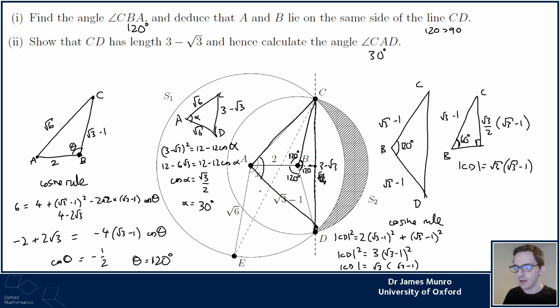Okay, pretty good. We've now found some angles. Especially interesting, we found the angle CBD is 120 degrees, CAD is 30 degrees. Those are going to turn out to be useful in the next part of this question. And we know lots of lengths of sides now. Right, okay, on we go.